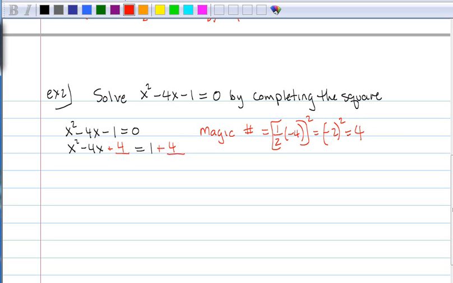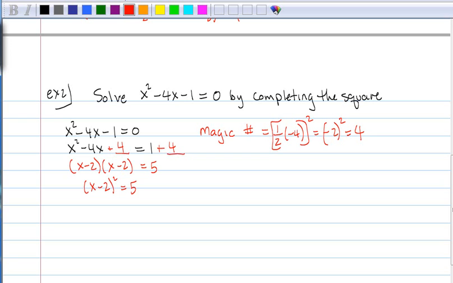So I'm adding that magic number to both sides so that the left side is now a perfect square. We can factor that to x minus 2 times x minus 2, which is x minus 2 quantity squared. We just made that a perfect square. That one we'll just add a 5. Why did we do this?